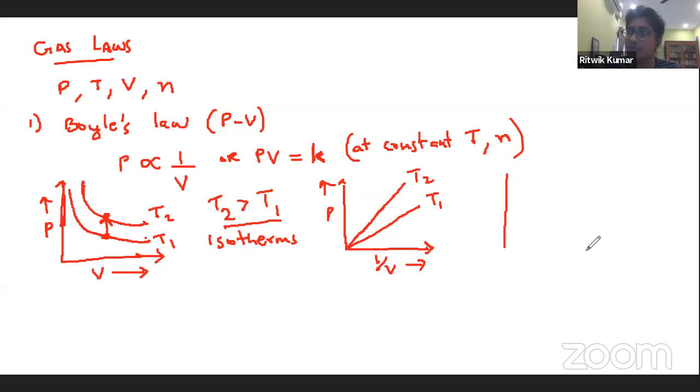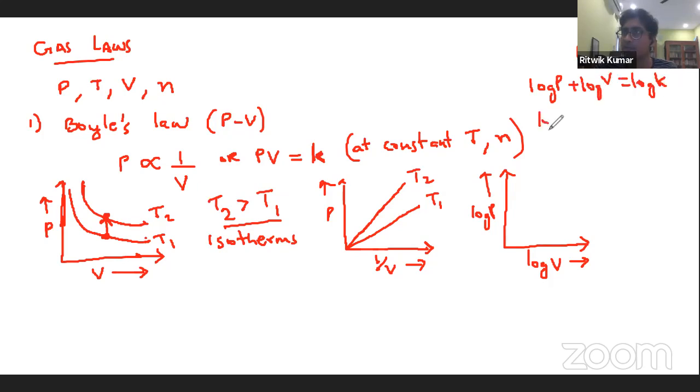Then we have a third log graph. If you take the log of pressure and log of volume, what will you get? We have this PV equal to K relation. If we take log on both sides, you'll get log P plus log V equal to log K, which is a constant itself. Log P is equal to minus log V plus log K, which indicates the slope of the line is negative. So you'll have a graph like this, where if you extrapolate the line towards the log P axis, you'll get log K. So these are the three different types of curves that you'll see.